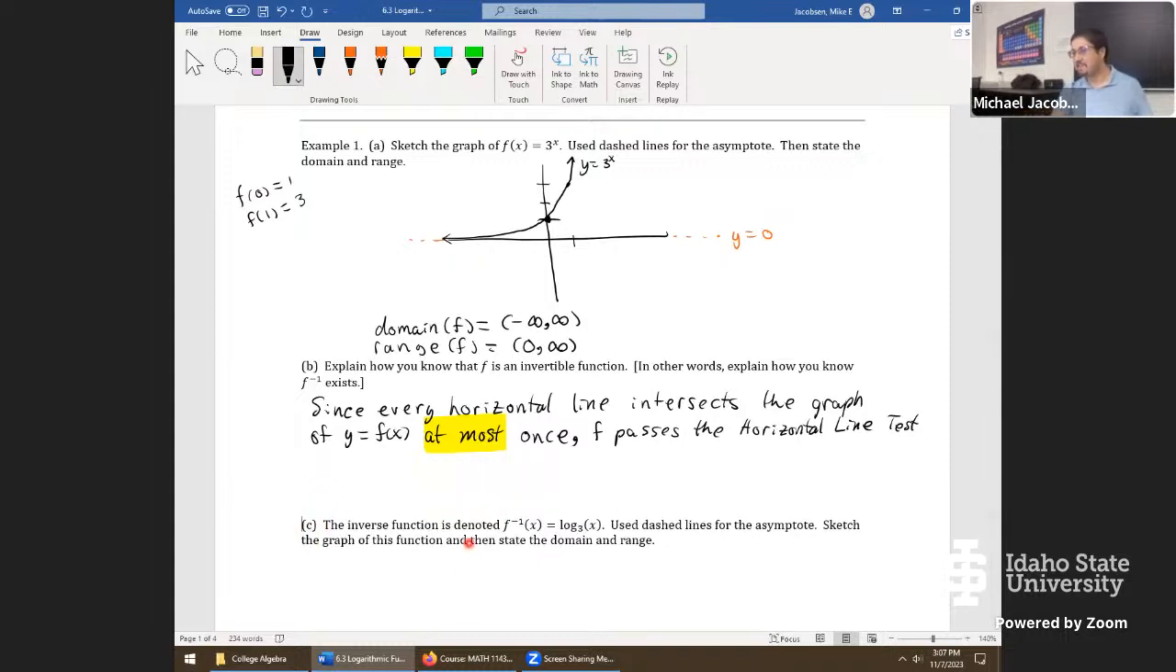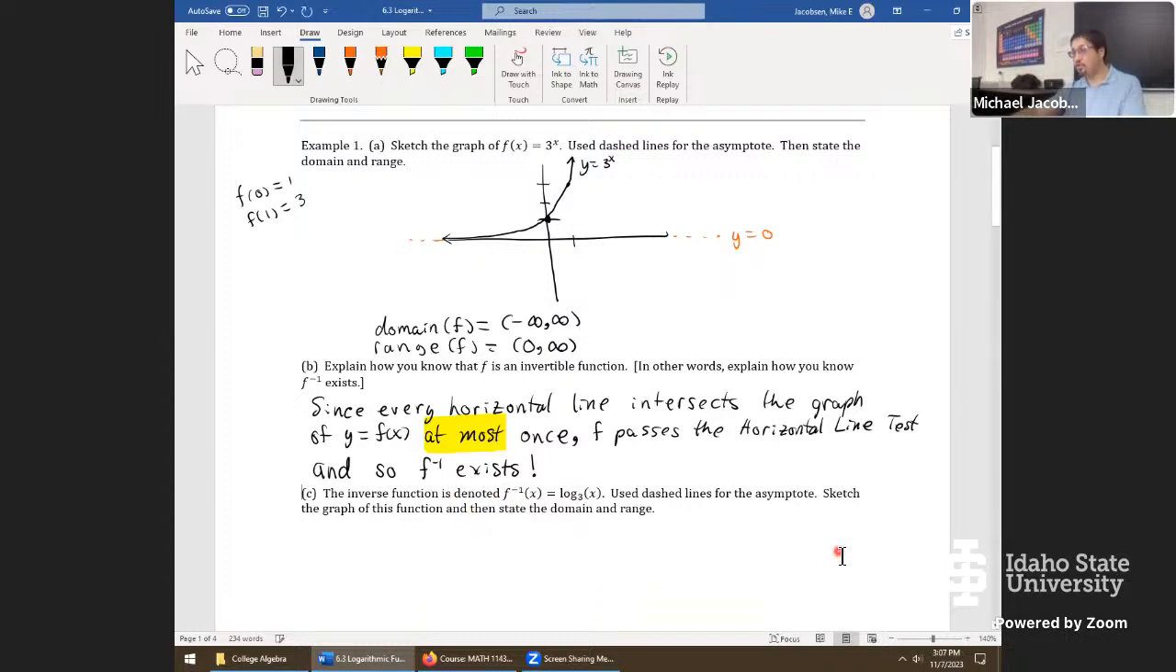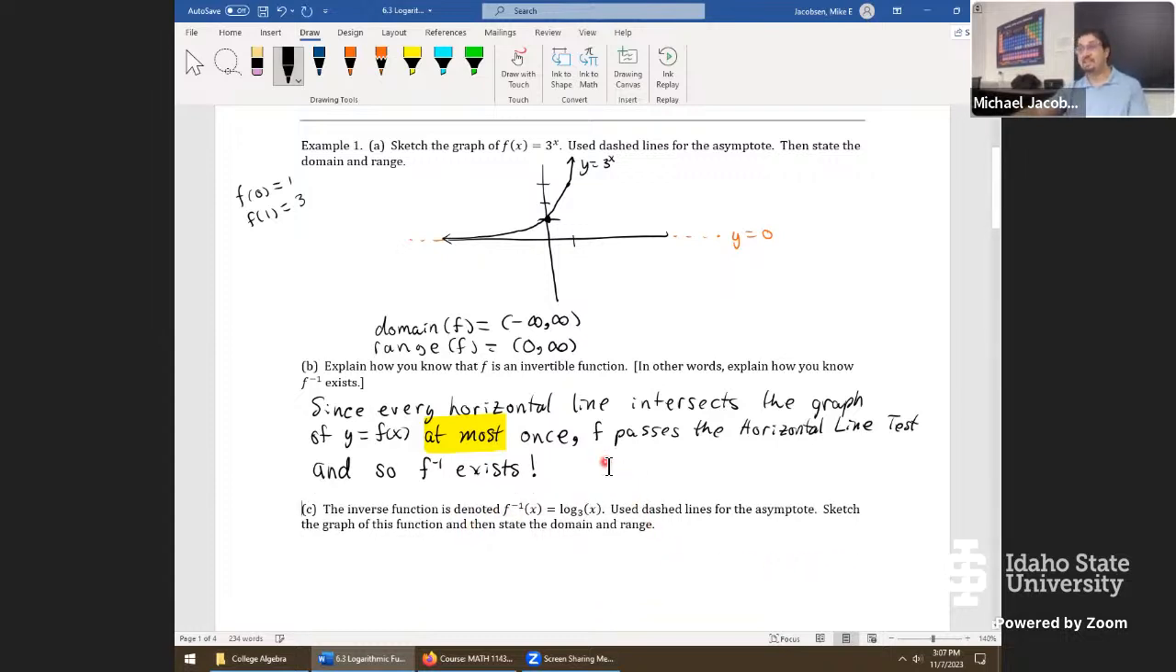Let's get some extra space. And so f inverse exists. That deserves an exclamation mark because the inverse is now the logarithm function. Well, any questions so far, folks, with the information here?